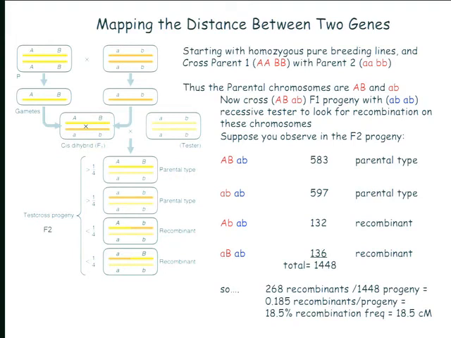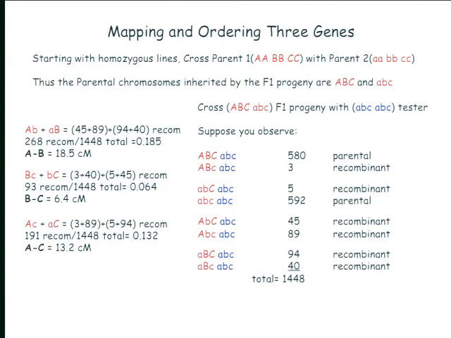So now we can take this a step further and map and order 3 different genes. So again, we're going to set this up in the same way. We're going to start with homozygous lines. We're going to cross parent A, or parent 1, which is homozygous for big A, big B, and big C. And now note that I've written them in the order A, B, C, but that's not necessarily the order in which they are on the chromosome. It's just alphabetical order to start with. So keep that in mind.